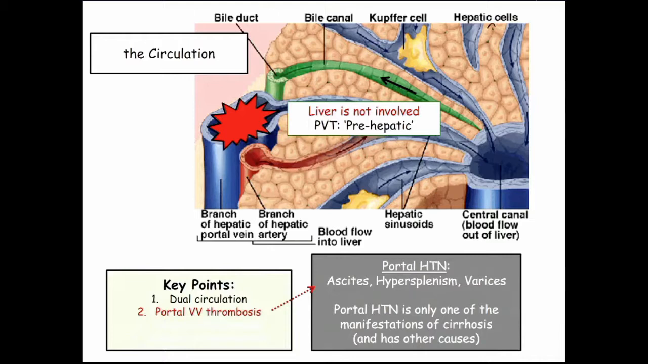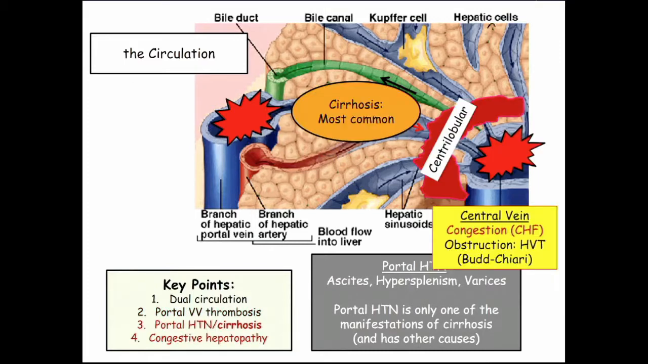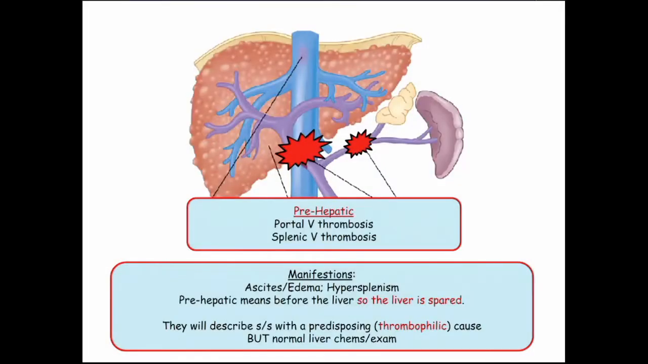With prehepatic, so here we are with portal vein thrombosis, and no matter how many times I say it, it's prehepatic, it's before the liver, so you can have signs and symptoms of portal hypertension, but the liver's not involved. So there's no transaminase elevation, bilirubin, it's all fine. It's portal hypertension from the portal vein, but the liver's safe. You have post-hepatic, central vein obstructed, or congestive hepatopathy, central lobular hemorrhagic necrosis from congestive hepatopathy from heart disease. And then, again, portal hypertension from cirrhosis.